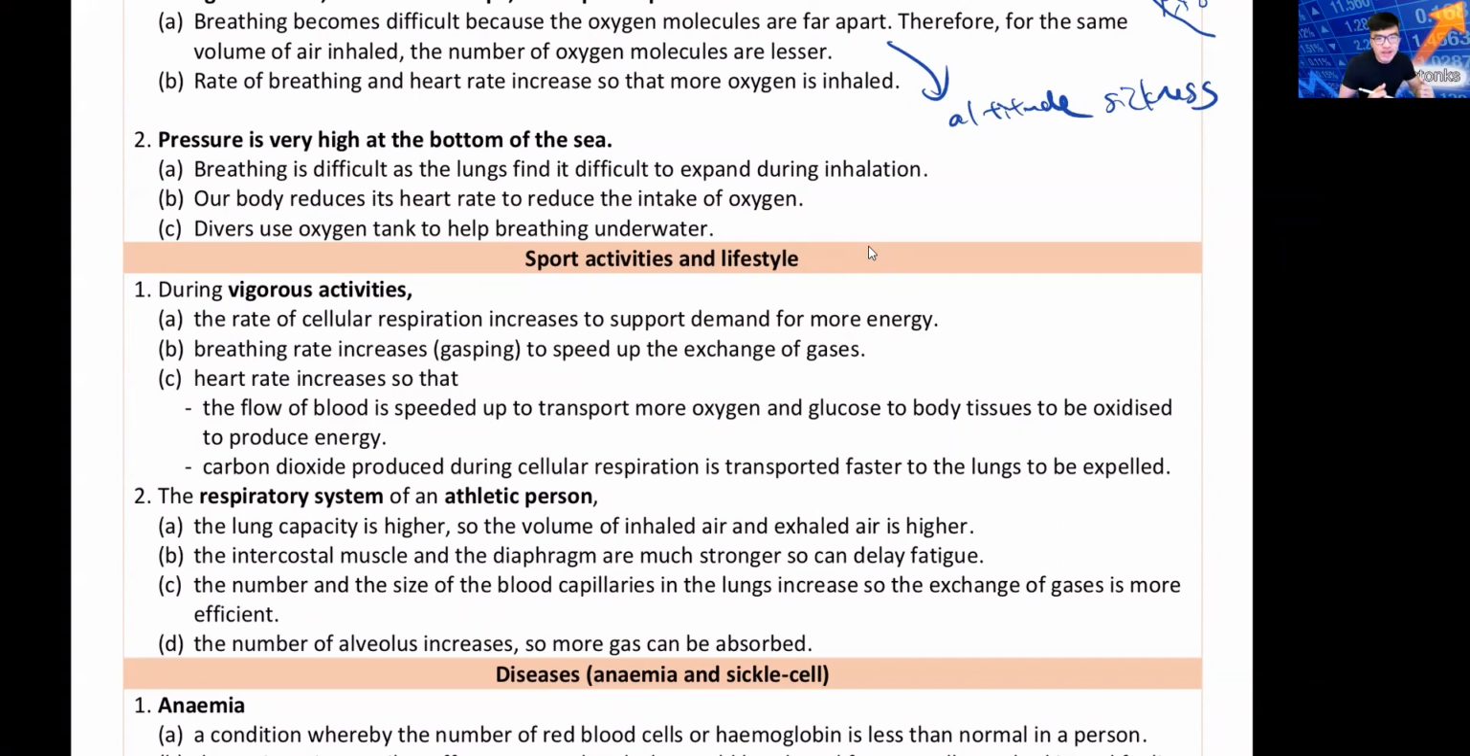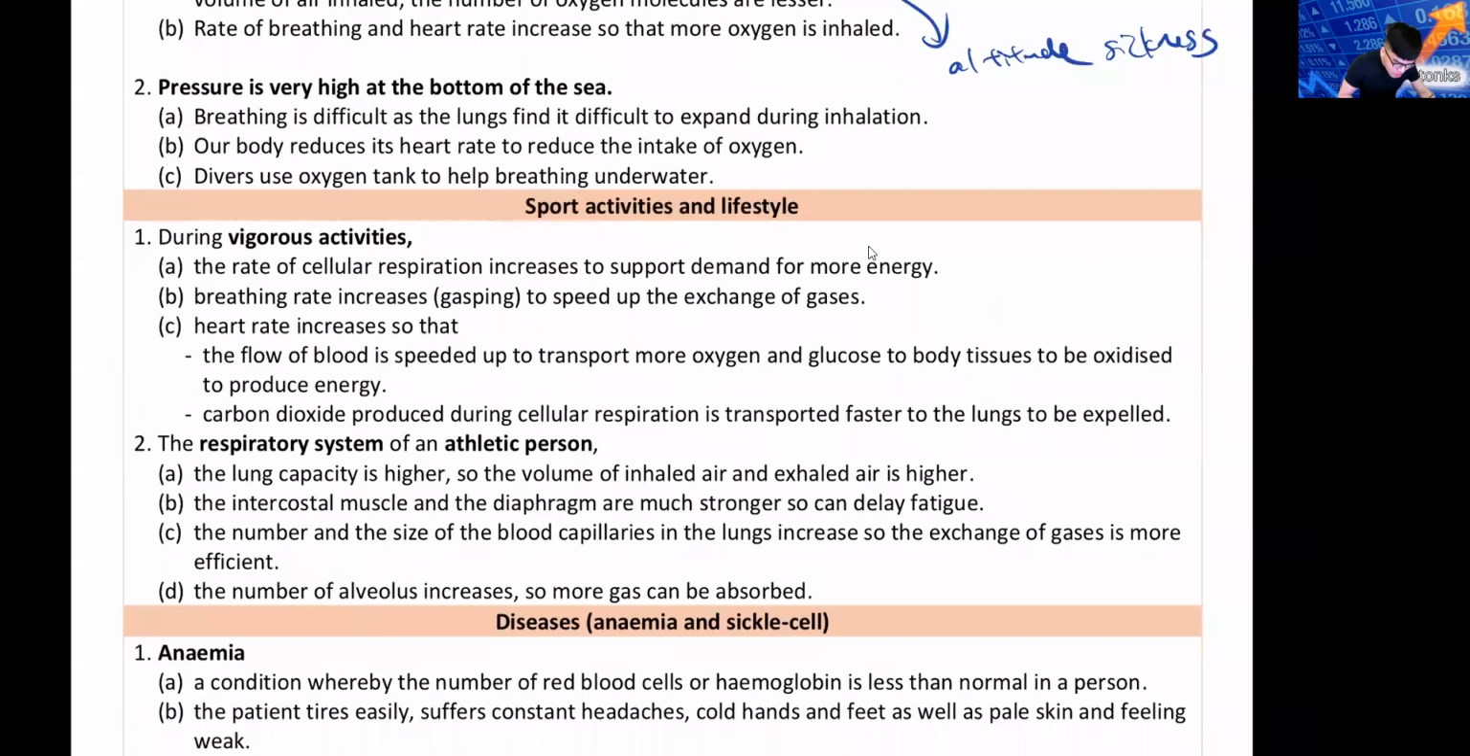Anyway, when Usain Bolt is running, his leg muscles are trying very hard to produce more energy for him to run, right? So how do they produce the energy? They do cellular respiration. Remember what this is? You learned this in Form 1. Your muscles take glucose and oxygen, convert them to carbon dioxide, water, and energy. Energy is what you need to support the demand for more energy. So the breathing rate increases, that's why you gasp, to speed up the exchange of gas, and your heart rate also increases, which we'll learn next chapter.